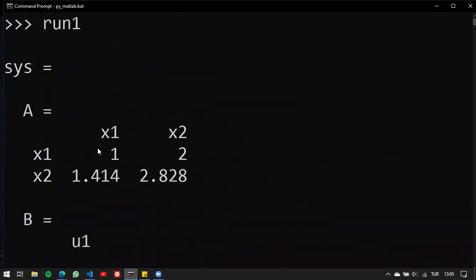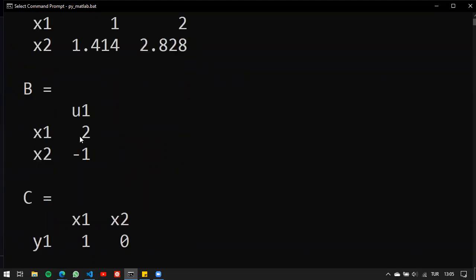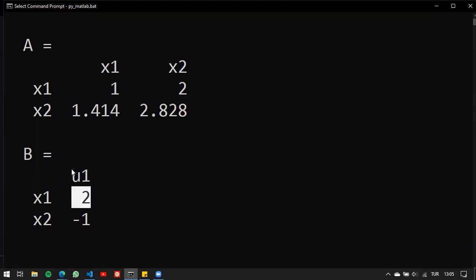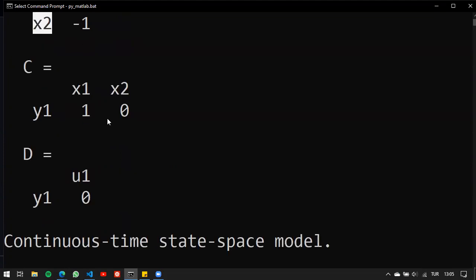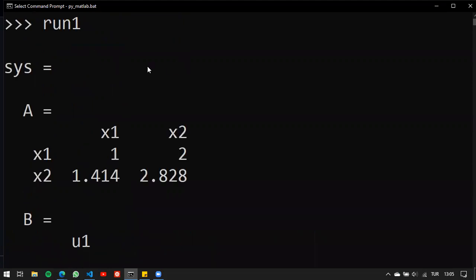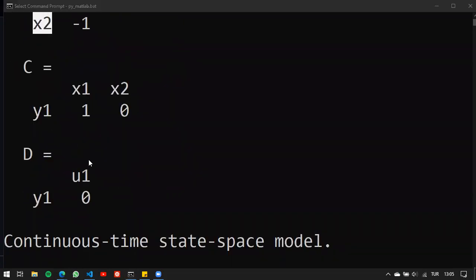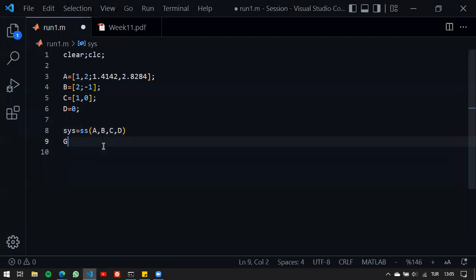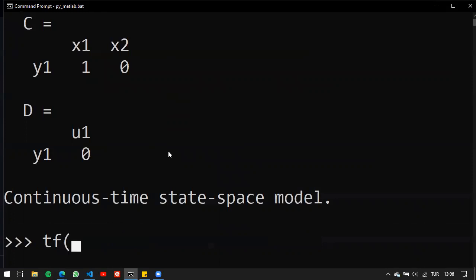And you can see it gives you x1 dot equals 1 x1 plus 2 x2, the sum of that, and x2 dot is equal to that times that, summed up. And you can see that the first equation has 2 times u in it and minus 1 times u for the second equation. And then you can also see what the output would look like in terms of x and u. Now, this is a nice representation, but we want to acquire the transfer function. And for that, there are multiple ways. One of them is to pass it like that.